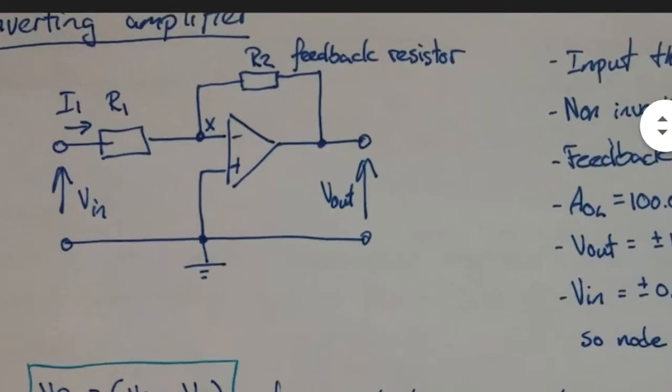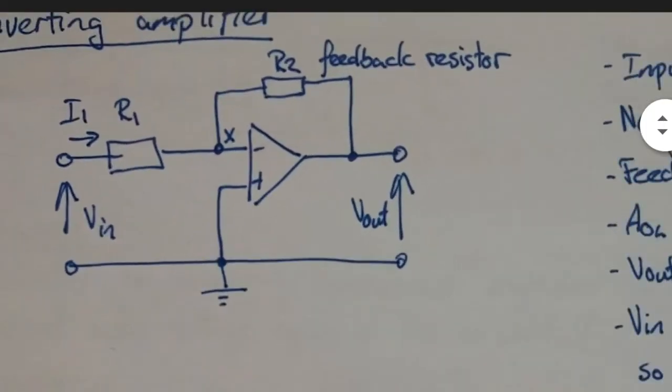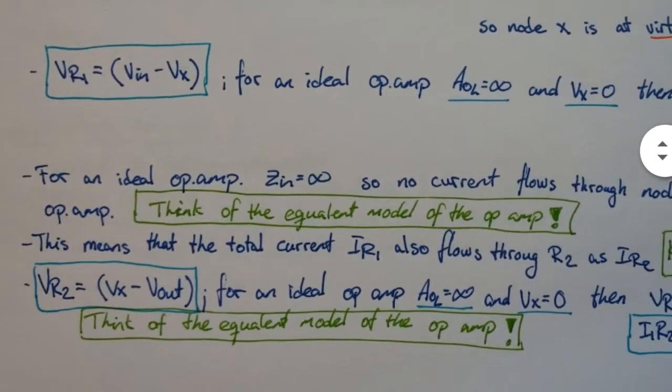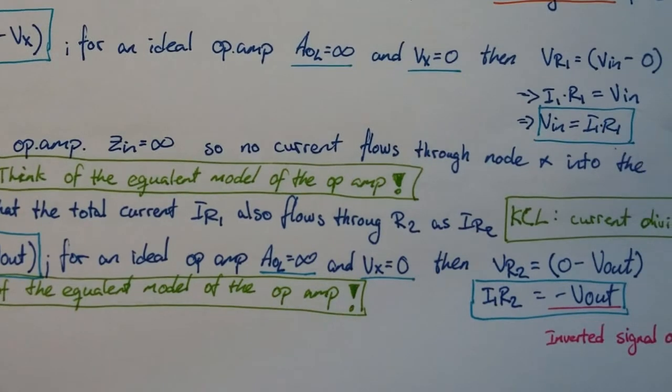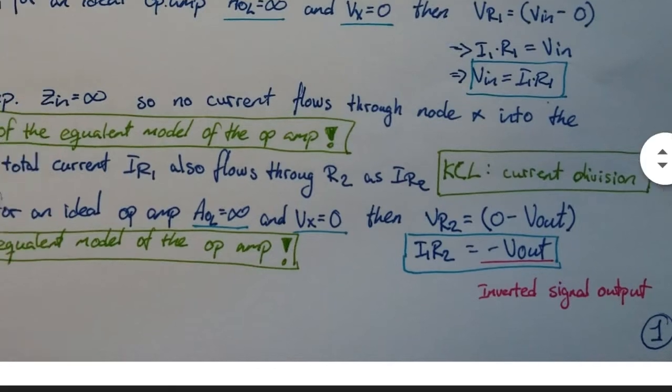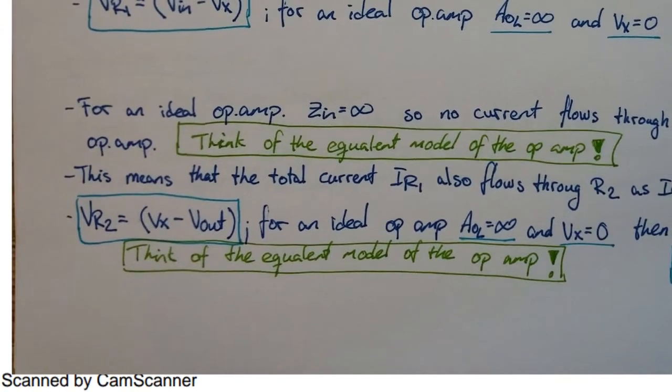If you look closely here, you can see that if you have the current flowing through R1 going into node X, and there is no current continuing into the inverting input of the operational amplifier, then all the current must be going through the feedback resistor to the output. And thus we know the current through the resistor R2, the feedback resistor, and we can look at the voltage drop over this resistor.